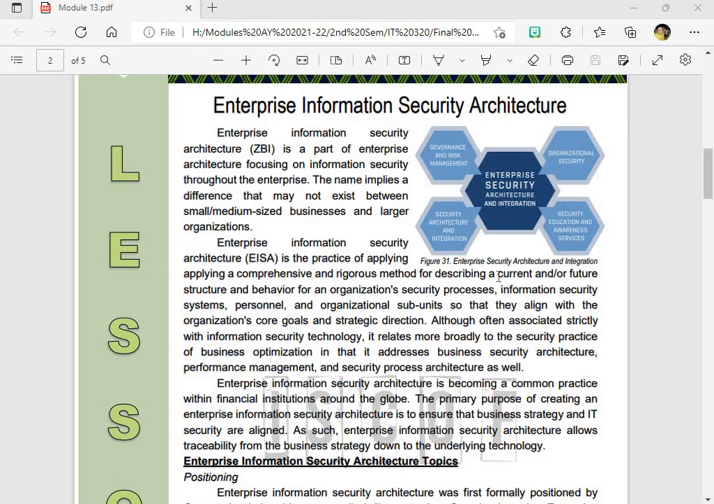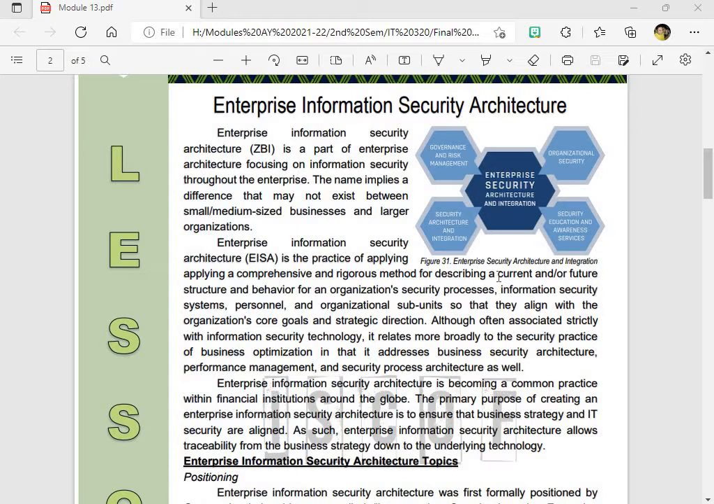Now, when we speak about enterprise information security architecture, this is the part of enterprise architecture focusing on information security throughout the enterprise. Now, when we talk about enterprise, this means we have the node for all the components of a local area network, or probably the network wherein you'll be able to serve as a function for long-term applications and based upon the services that you offer. Now, the name implies a difference that may not exist between small, medium-sized businesses and larger organizations.